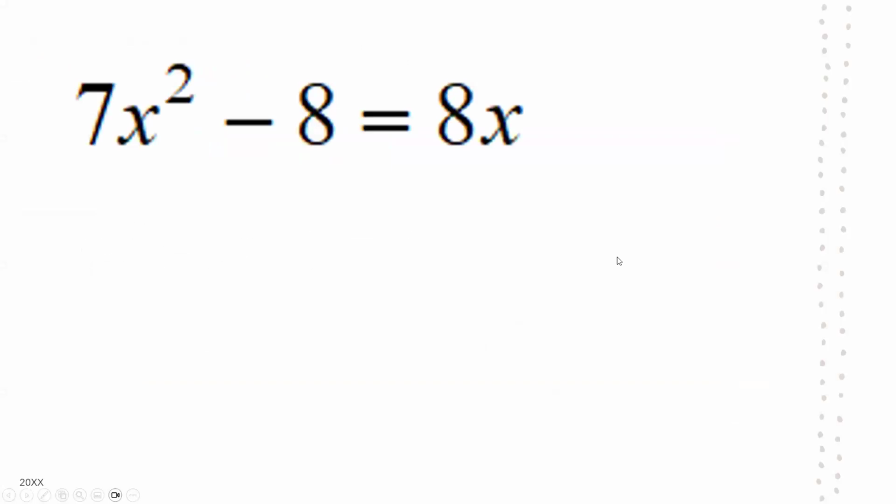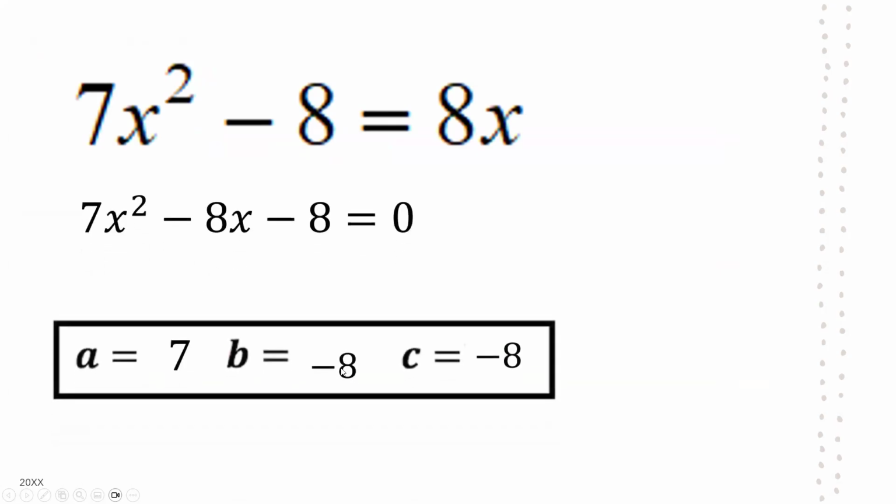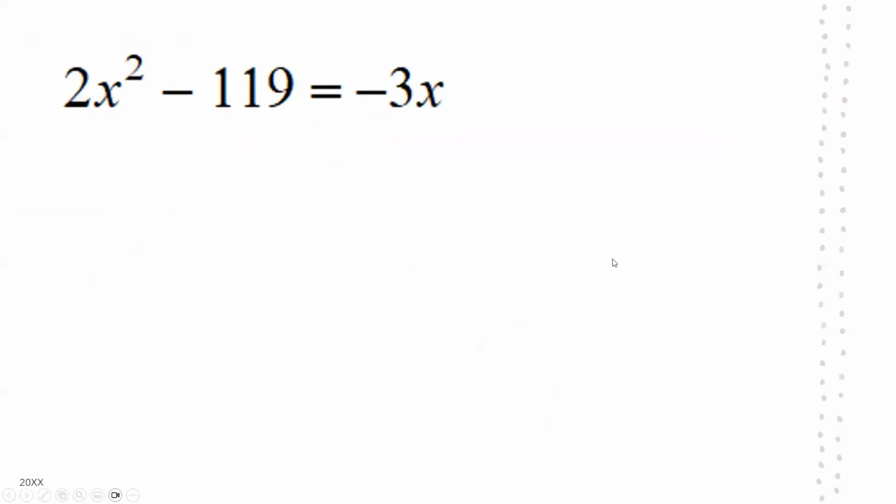Do I have another one? Okay, this is the one. I don't know why that was so weird. In 3, 2, 1, you would subtract 8x, so you would get that term right there. A would be 7, B would be negative 8, C would be negative 8.